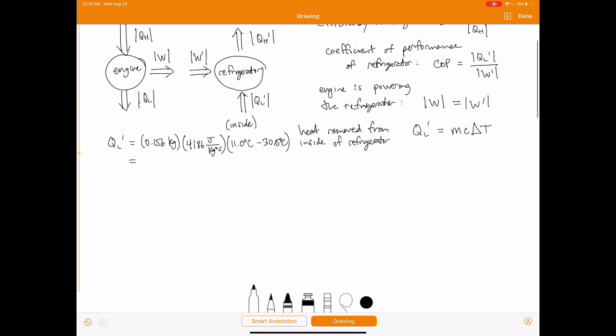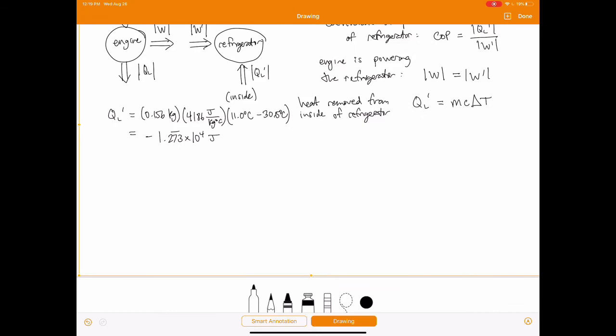So this comes out to actually something negative, minus 1.273 times 10 to the 4 joules. The negative sign just means the heat must be leaving the water in order to cool it off, okay?